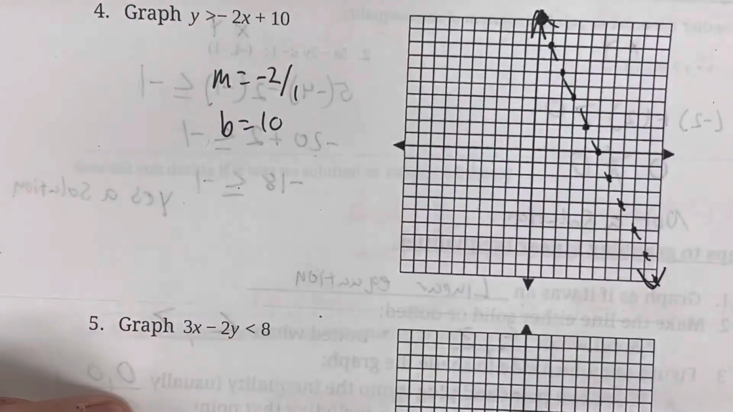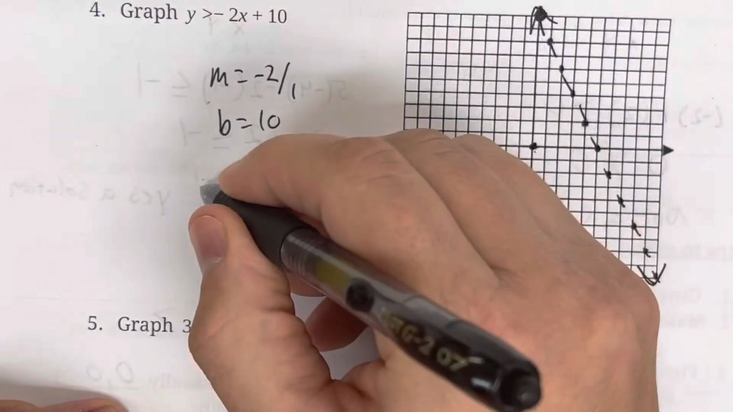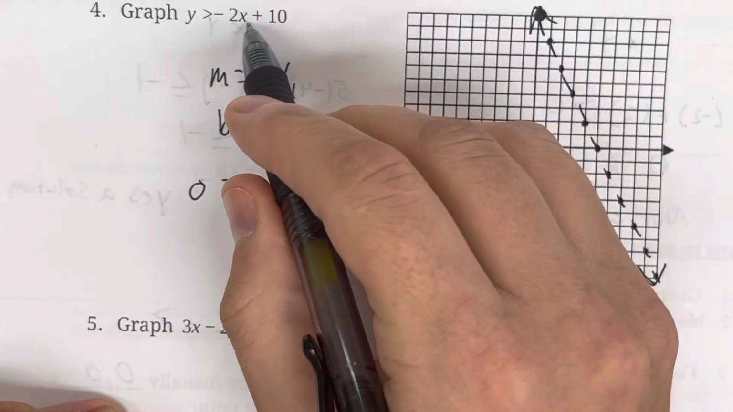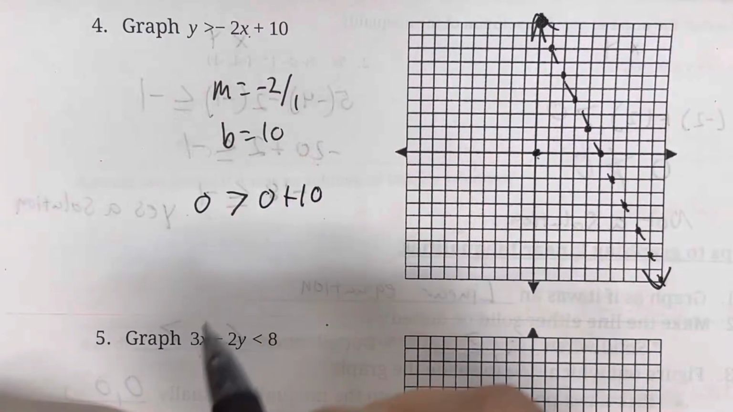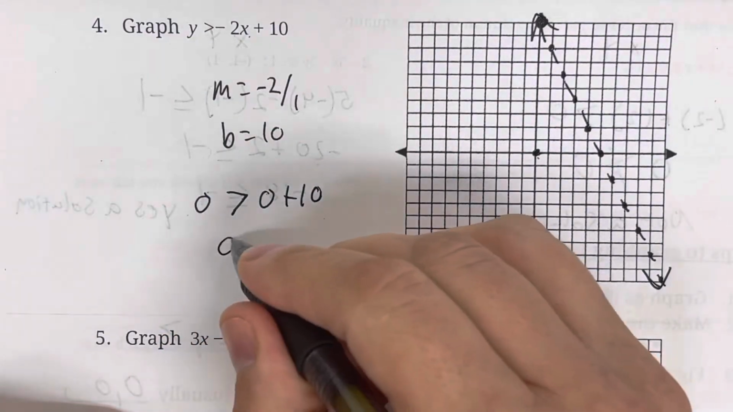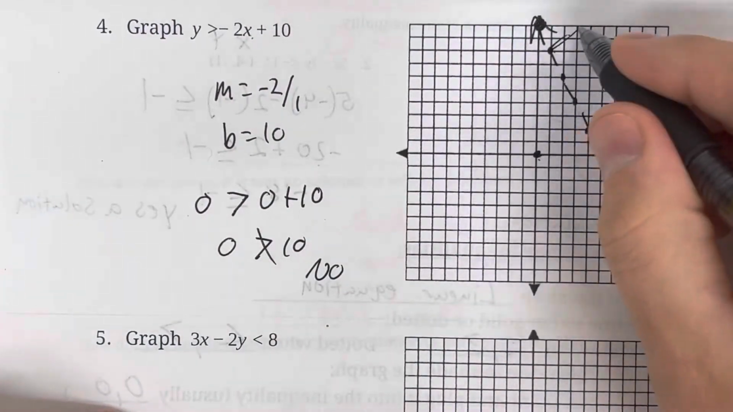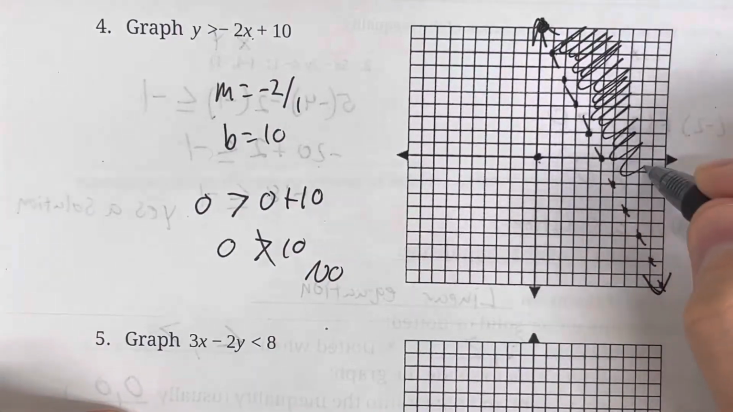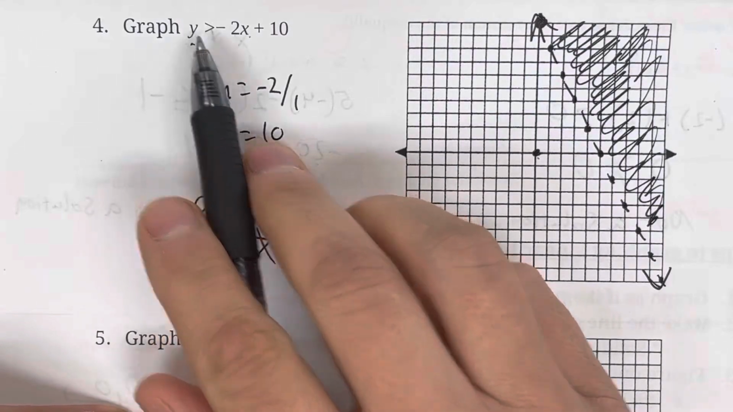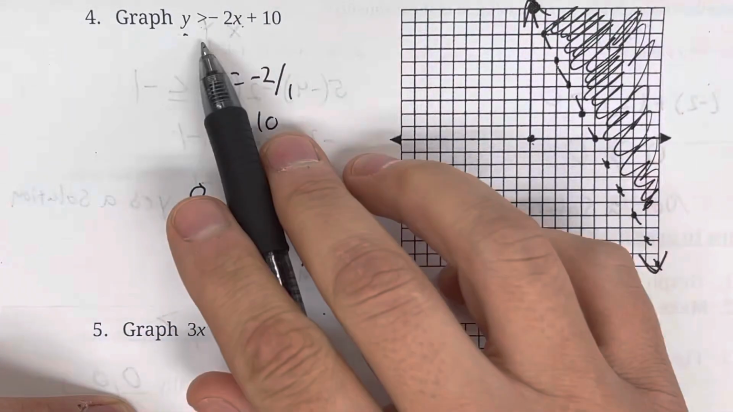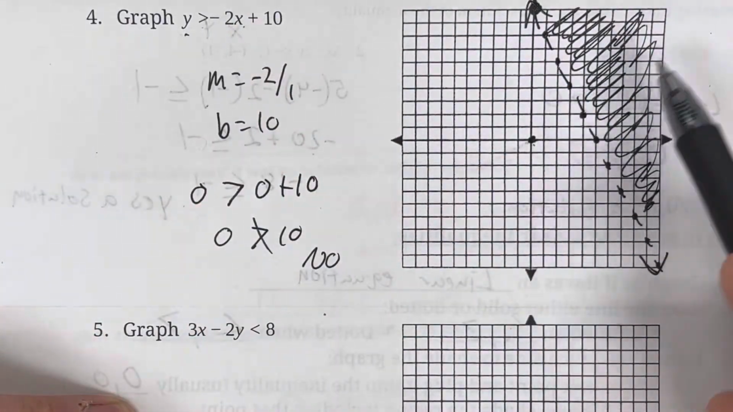Now we have to pick our test point 0, 0, and we're going to see if that works or not. So 0, 0 is the point I'm checking. Put 0 in for y greater than -2 times 0, which is just 0. So it's 0 plus 10. Is 0 greater than 10? I would say no. So that means we don't shade towards it. We have to shade away from it. Now here's kind of my shortcut. Once we have the variable isolated, if y is greater than, we shade above the line. If y is less than, we shade below the line. In this case, y was greater, so we shaded above.